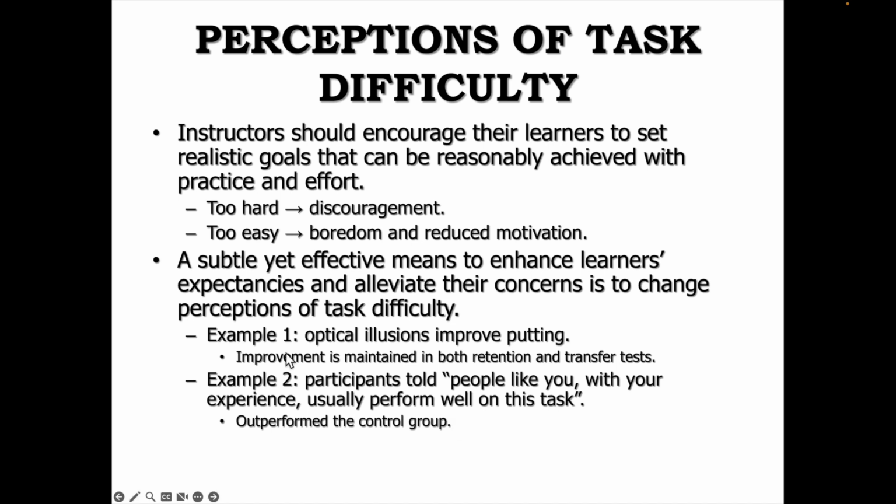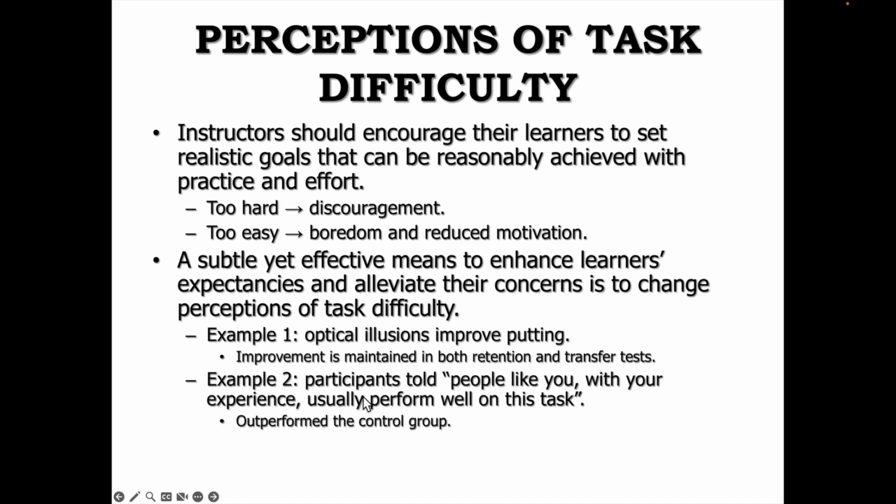One example is that in one particular study, they created some optical illusions to try to improve putting performance. What was shown is that the participants who performed with these optical illusions maintained improvement in both retention and transfer tests. Essentially, they putted better with these optical illusions that were geared towards helping them putt better.